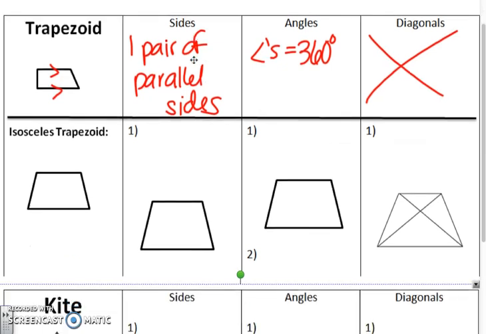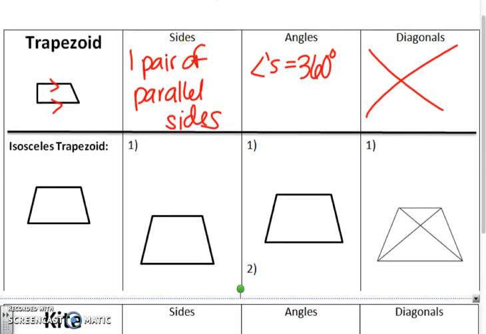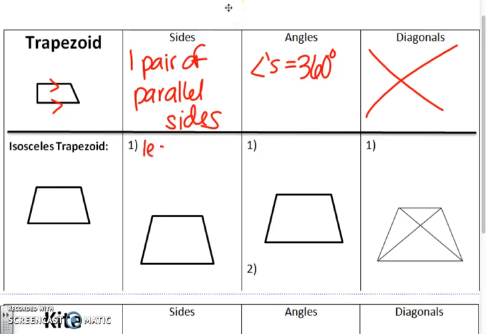Now an isosceles trapezoid is more specific, so we know some more information about it. So first off, the legs are congruent. So I'm going to put are congruent. Okay, so these are the legs. So it's not the parallel sides, it's the sides that are not parallel. Okay.